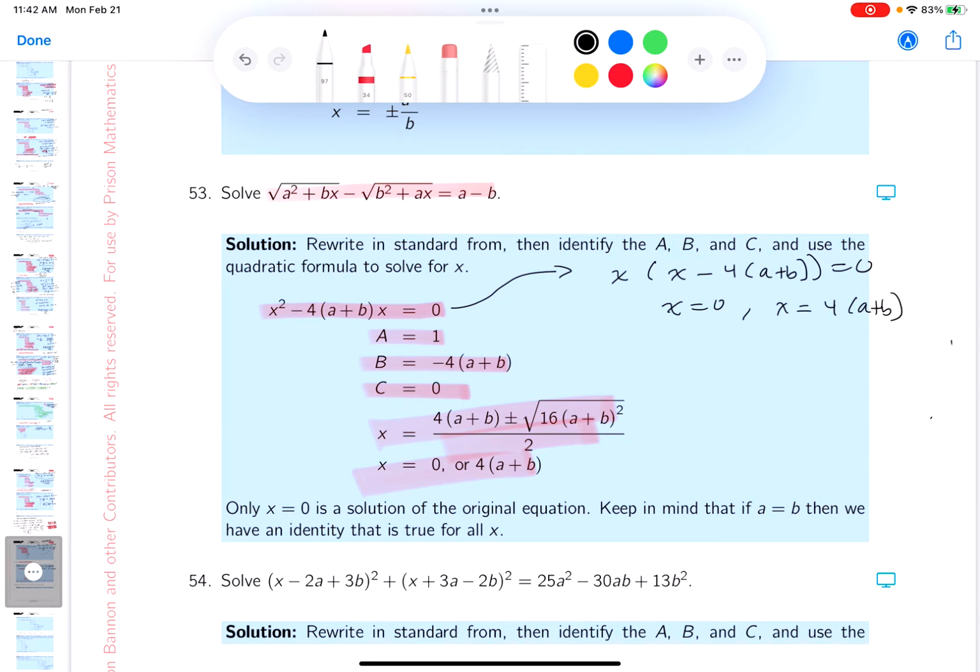I realize some people's desire is just to box it and call it a day. And I've got to be honest, even checking an answer in an equation with parameters can get very difficult. So I'm going to just check this one over here. That means x is 0. So what do you get? You get the square root of a squared minus the square root of b squared is equal to a minus b.